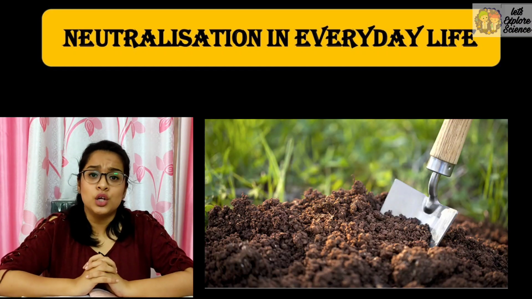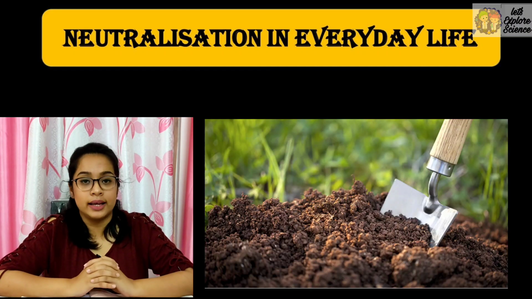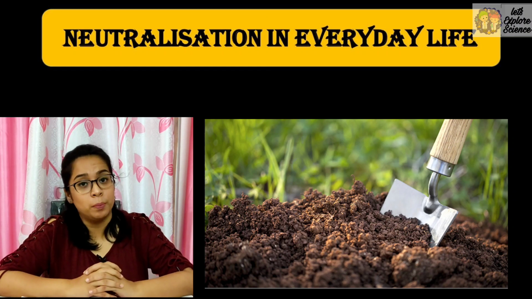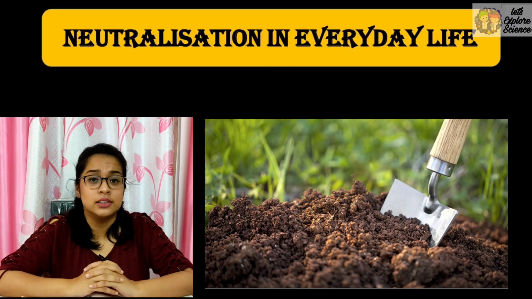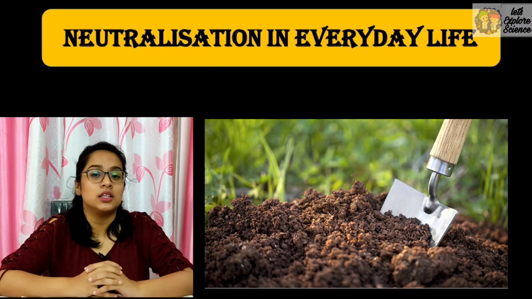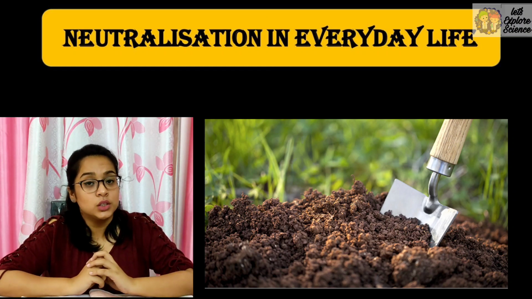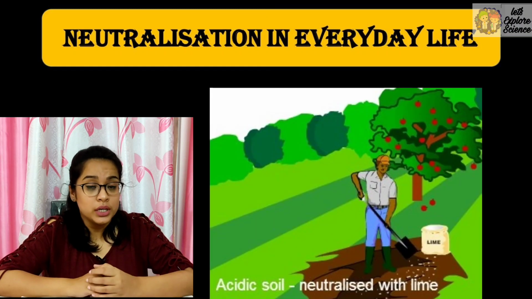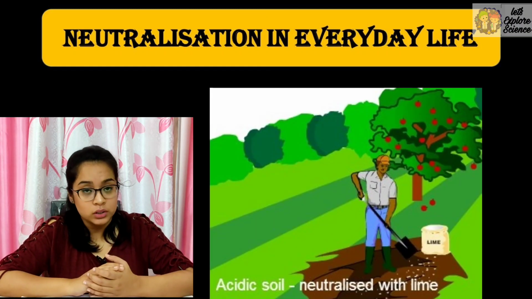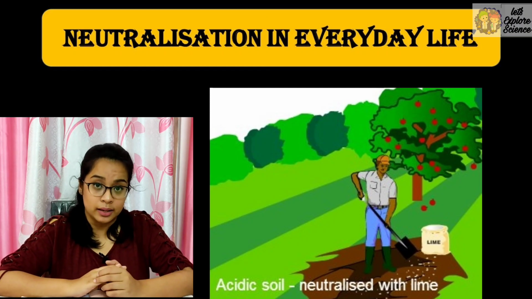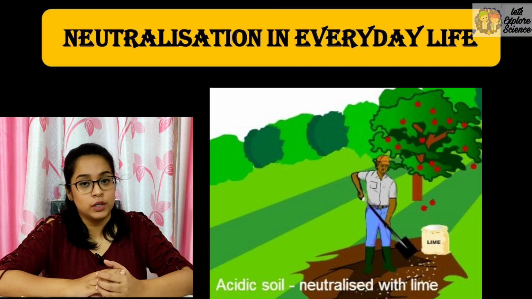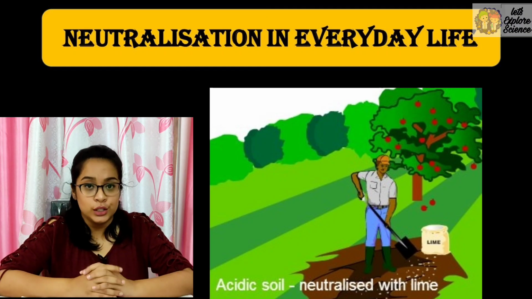Now, soil treatment. Soil can be naturally acidic or basic, but too much use of fertilizers and manures can make the soil acidic. When the soil is too acidic, they treat the soil with calcium oxide, that is quicklime, or calcium hydroxide, that is slaked lime. That will neutralize the effect of acid and make the soil neutral.